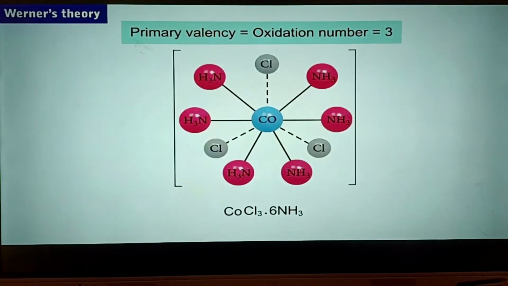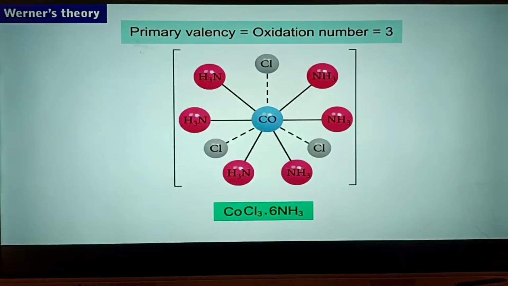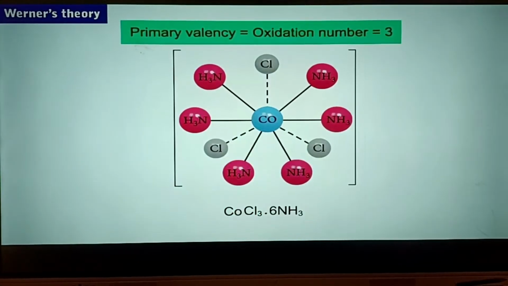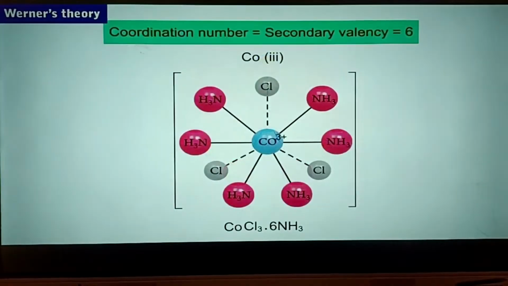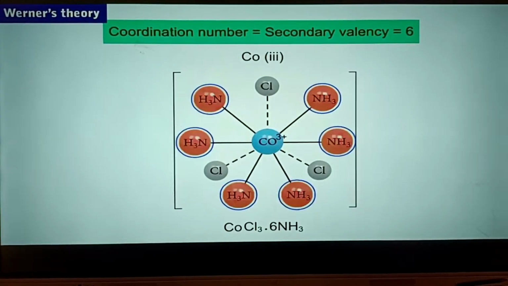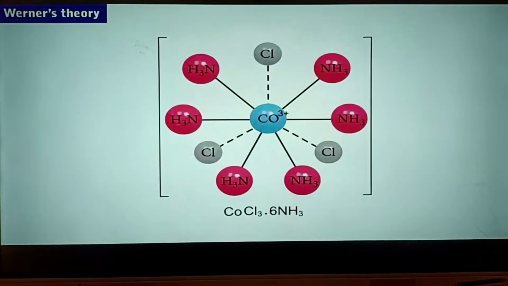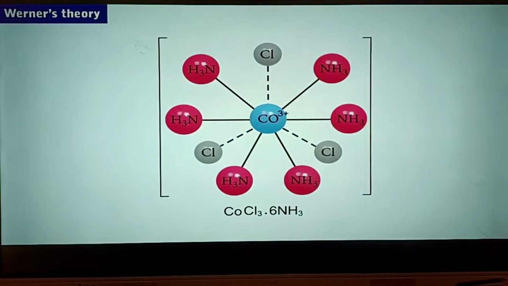Werner deduced that in CoCl3·6NH3 the primary valency or oxidation state of +3 is satisfied by 3 chloride ions. The coordination number of cobalt 3+ ion is 6. As there are 6 ammonia molecules in the compound, they alone satisfy the 6 secondary valencies of cobalt. As you can see, the primary valencies are represented by dotted lines and the secondary valencies by thick lines.